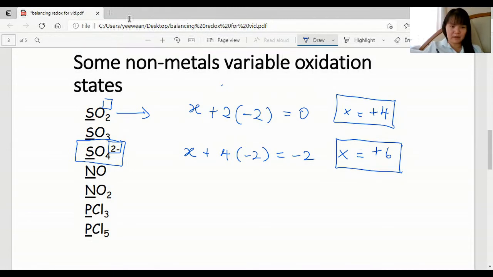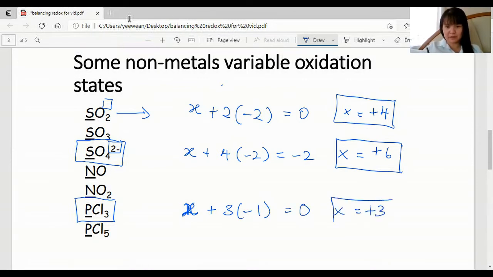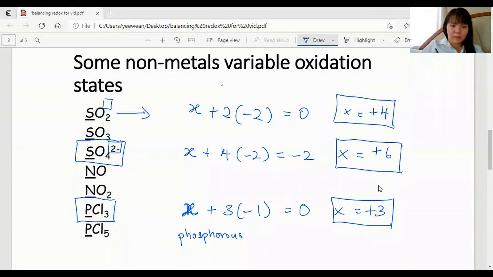Okay, PCl3. So P here, let's say we don't know. So X plus 3 of the -1 will get 0. So X equals +3 here. We would name that phosphorus(III) chloride. So the Roman numeral represents its oxidation state.